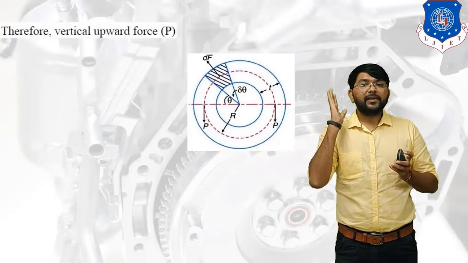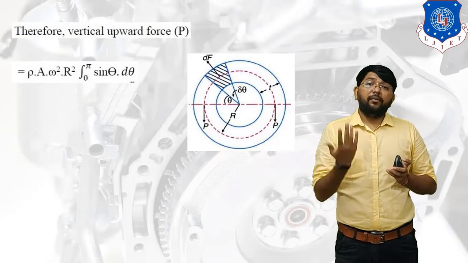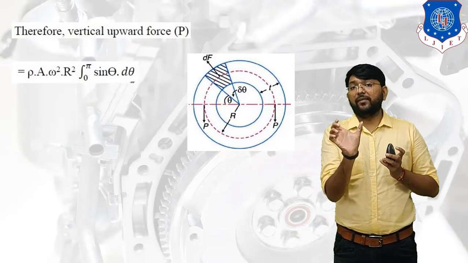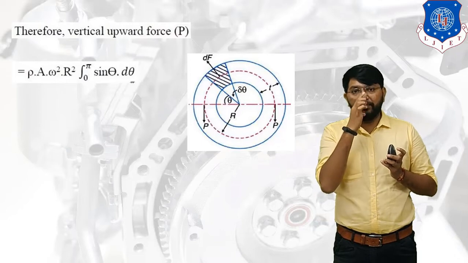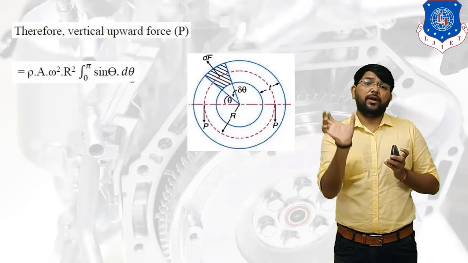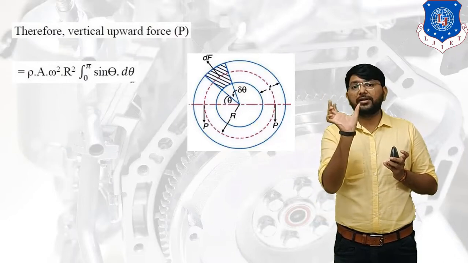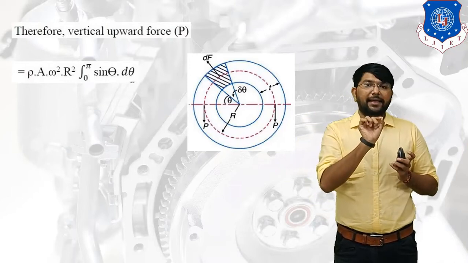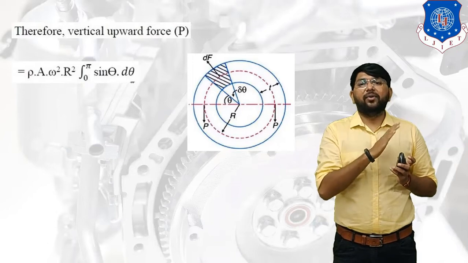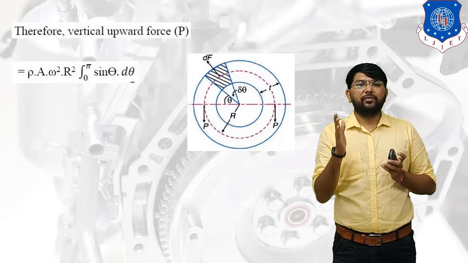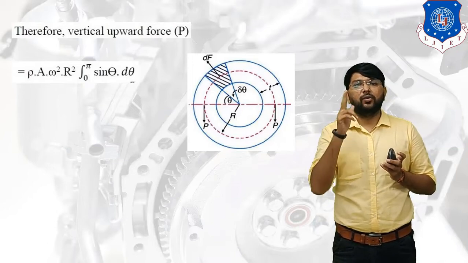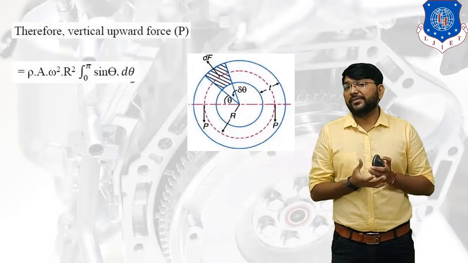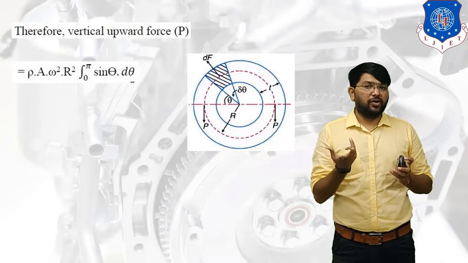Clear? Okay. Now the vertical upward force is P. The vertical component of centrifugal force is dF sin theta, but if we have to find the total vertical force acting upward, we have to integrate this equation from 0 to pi. Clear? So the total vertical force is equal to rho A omega square r square integral from 0 to pi of sin theta d theta. Now what is the integration of sin theta? That is minus cos theta.